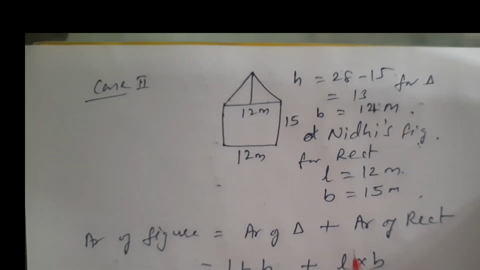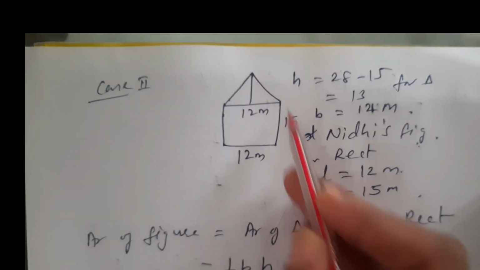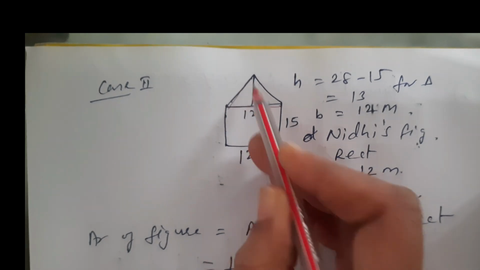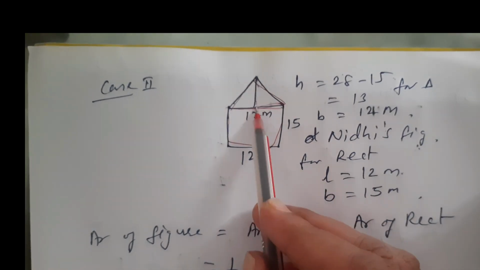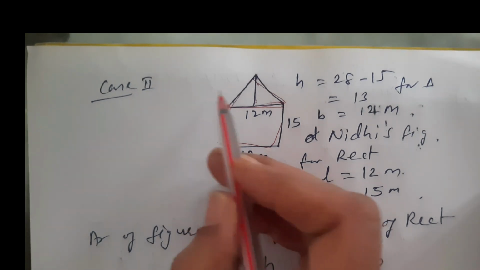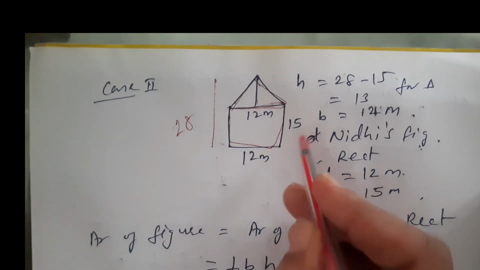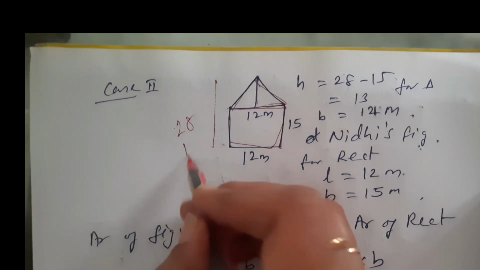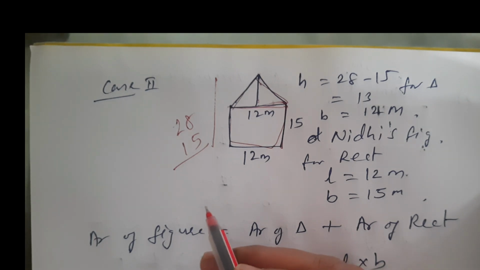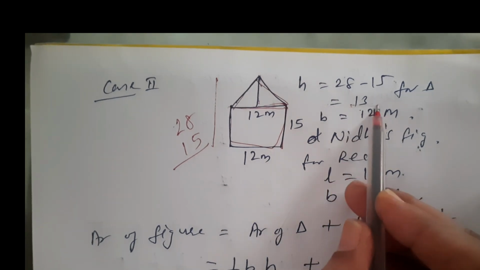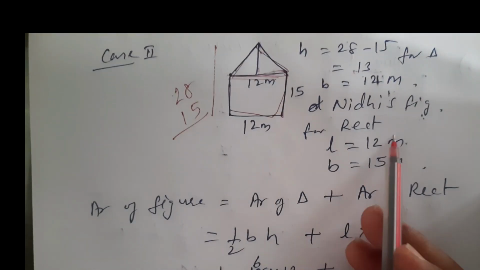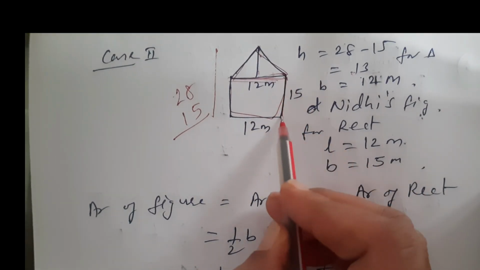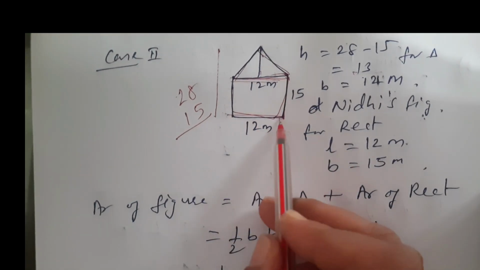Now the second case, that is Nidhi's case, where she divided the figure in the form of triangle and rectangle. So here for the triangle, the whole height was given 28 and this half is 15. So we subtracted 15 from 28, which is 13, and base is given 12. This is for the triangle part, and the next one is rectangle. So breadth is 15 and length is 12.